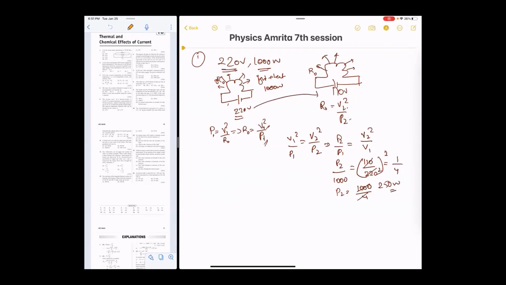Just for you to remember next time: if voltage is changed by a factor of x, power is changed by a factor of x square. Simple. So 220, you made 110. What is that x? Half. So what is x square? 1/4. So 1000 by 4, 250. Suppose 220, if I make 440, what will happen to 1000? What will happen to the power? Will it decrease or increase, and by how many times?